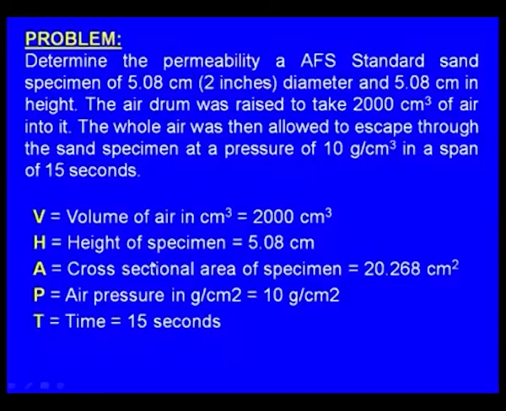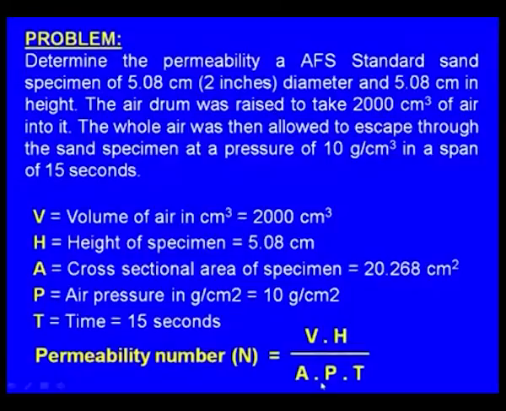That way V is equal to 2000 cubic centimeters. Next one, H is the height of the specimen, that is 5.08 centimeters. A is the cross sectional area of the specimen, that is 20.268 square centimeters. P is the air pressure, that is 10 grams per square centimeter. Next one, T is the time, that is 15 seconds.